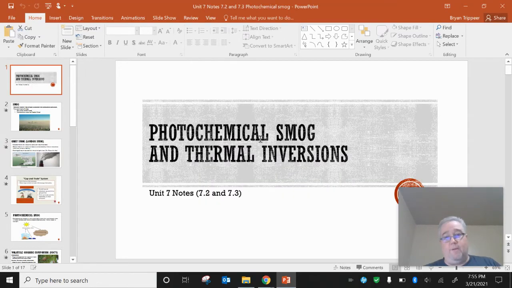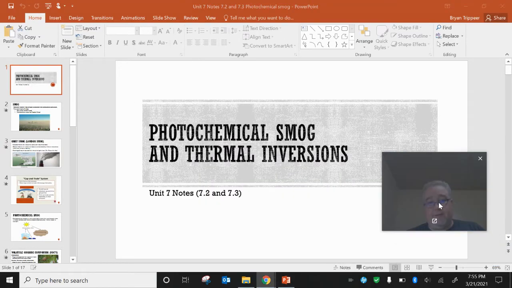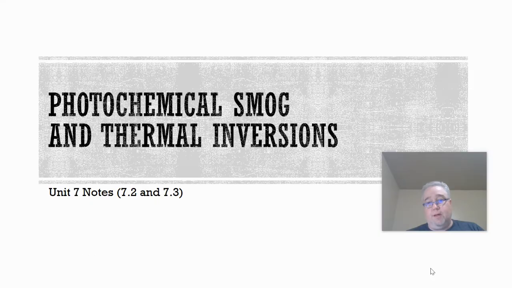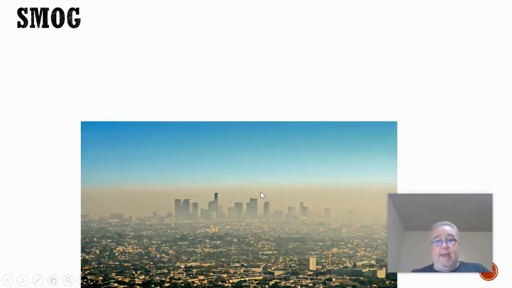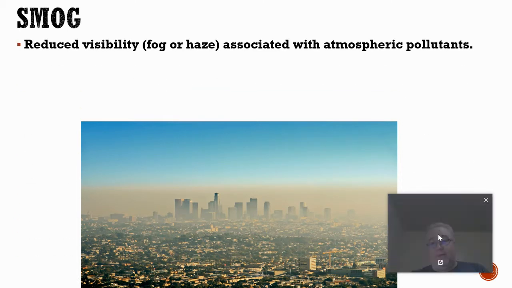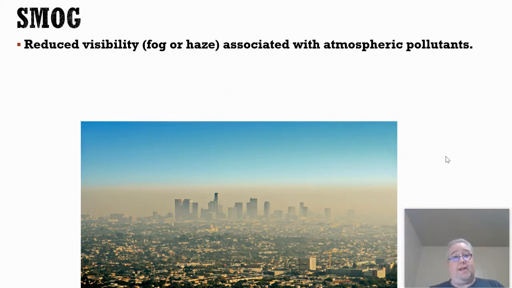All right, AP Environmental. This is Unit 7, Topics 7.2 and 7.3, which deal with the topics of photochemical smog and thermal inversions. So first we're going to talk about the term smog and what does it actually mean.